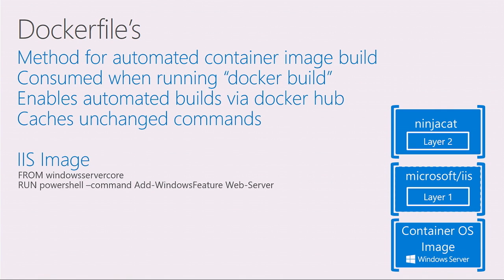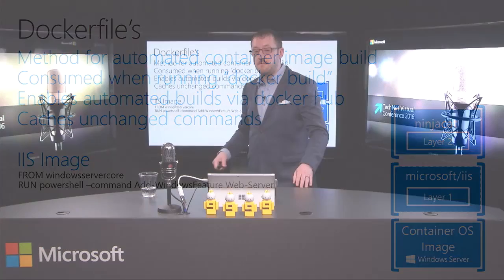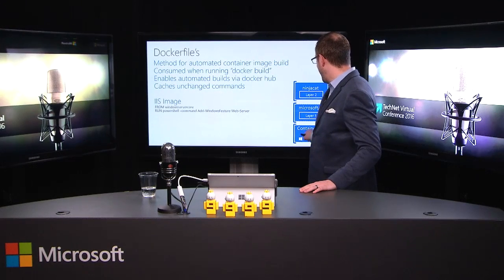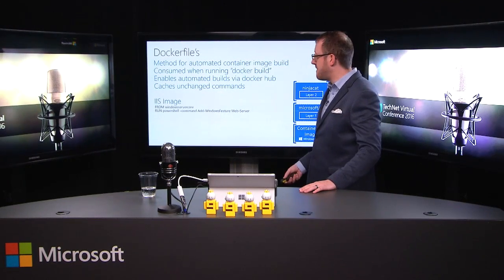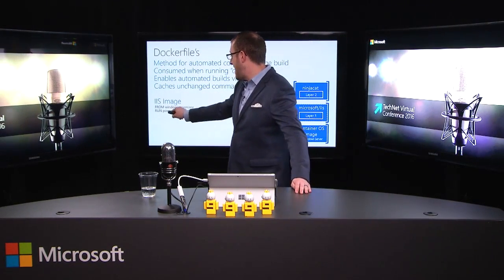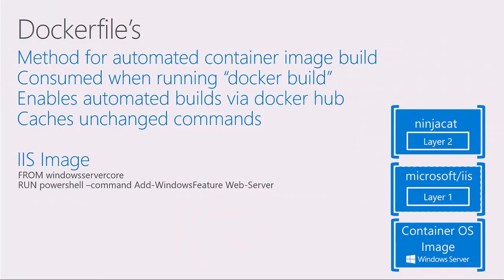Here's an example of one. So this is an example of creating an IIS image. So what we've said from Windows Server Core. So Windows Server Core being this Container OS image base layer that I started from. And then I'm simply just saying run PowerShell and add Windows Feature Web Server. That's all I had to do to make an IIS image. Now the other option, and we'll talk about this in the repositories, I could have just pulled this image down from the Docker Hub because we already have one created for it.